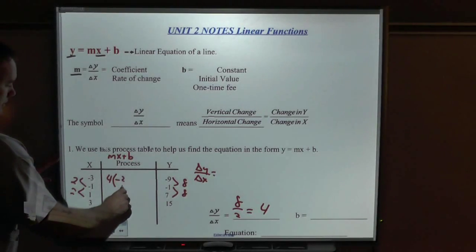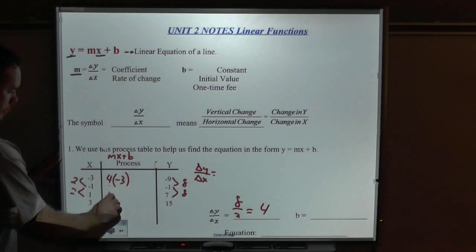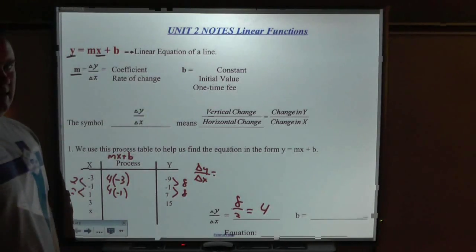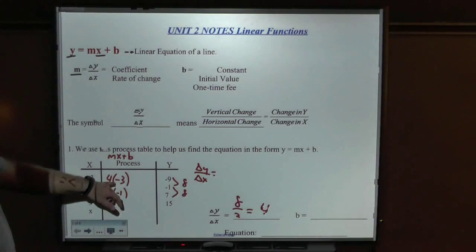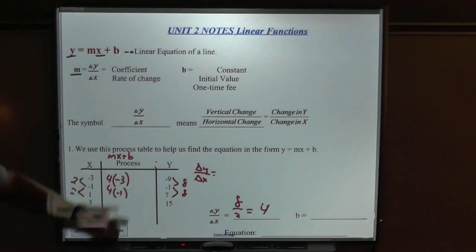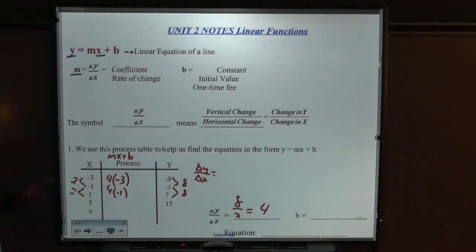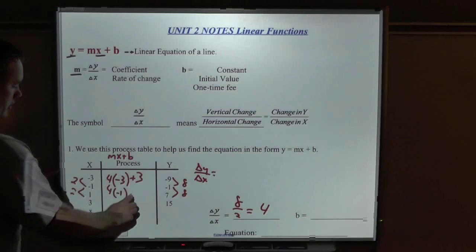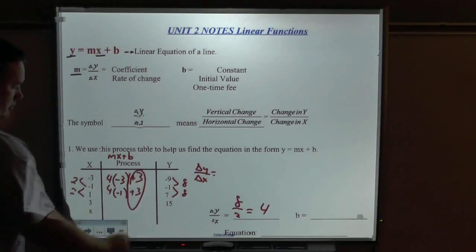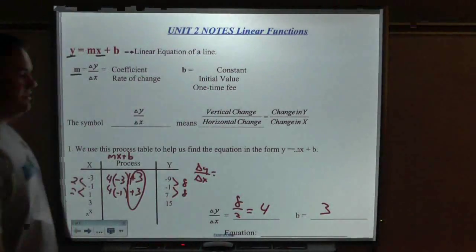You multiply that times the domain, and you would do that for each one. But now, just like we did with our patterns, you need to find the initial value, the constant, what you're adding on. You do that by saying that when you plug -3 in, you should get -9. Well, 4 times -3 is -12. -12 plus 3 gives you -9. On the next one, 4 times -1 gives you -4. -4 plus 3 is -1. So if you notice, your constant will always be the same. Your constant in this case is 3.